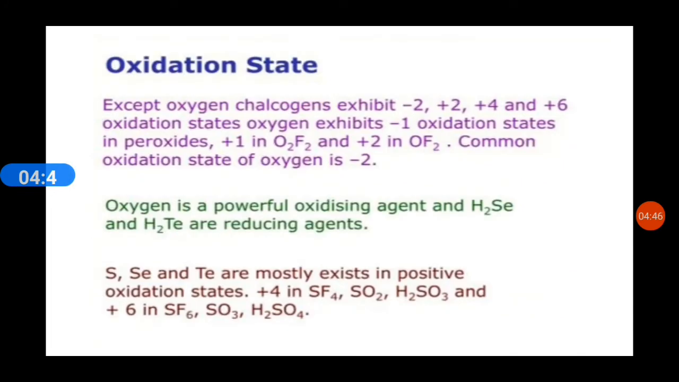Oxidation states. Except oxygen, chalcogens exhibit -2, +2, +4, +6 oxidation states, means they can show positive oxidation states as well, whereas the common oxidation state for oxygen is -2, though it can show -1 oxidation state in peroxides, +1 in O2F2 and +2 in OF2.